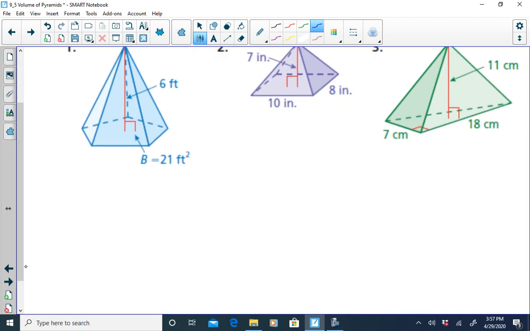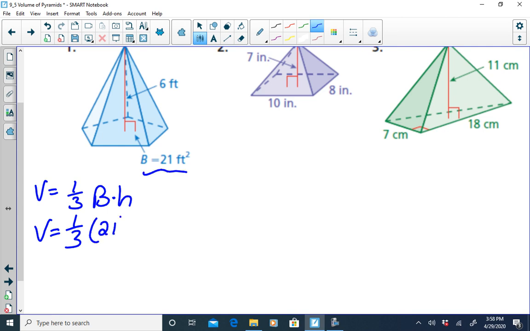Always start with our formula. Volume's going to be 1/3 the base area times the height. Volume is going to be 1/3. But what is that base area? Well, we're told what the base area is. We're told that the base area here is 21, so we're just multiplying that by the height. So the volume is going to be equal to 1/3 of 21 times 6. That's going to be 42 cubic feet.